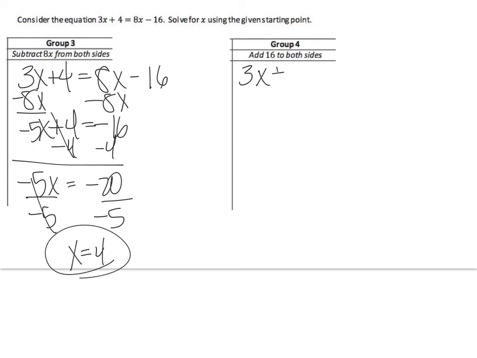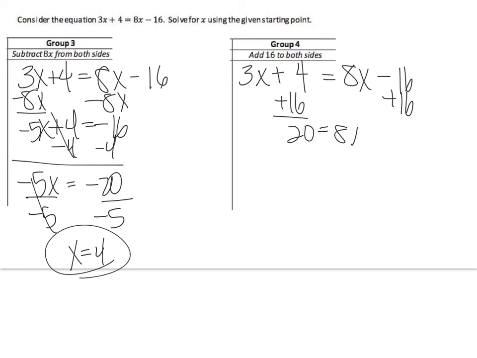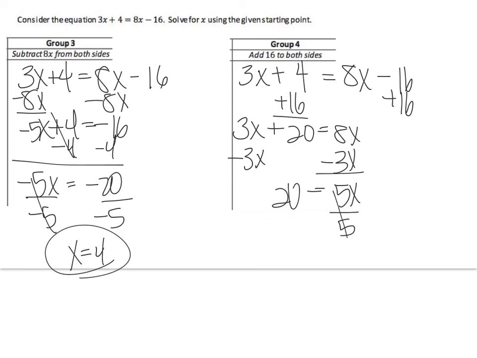Okay, last way to try this. Add 16 to both sides of the equal sign. And then I'm going to subtract 3x. I always like it when my variables end up positive as I'm working. There we go. Okay, 4 different ways to work the same problem.